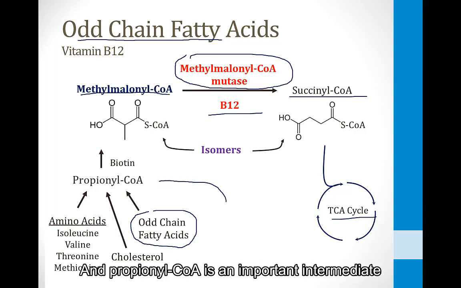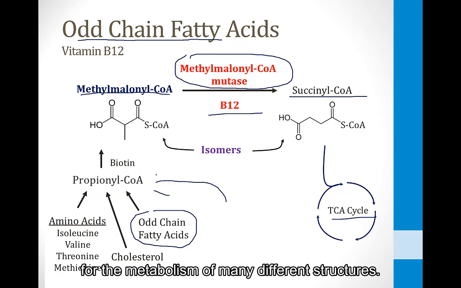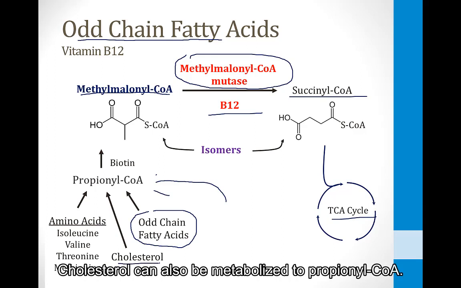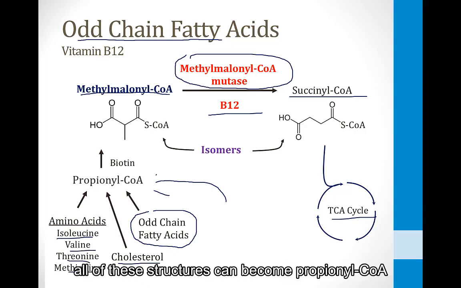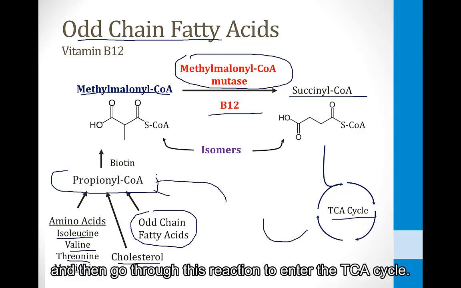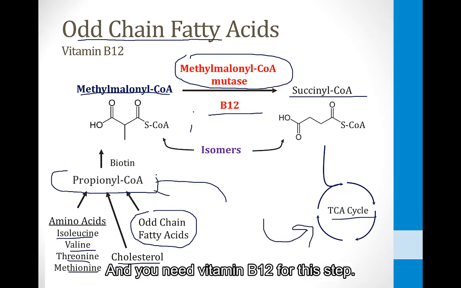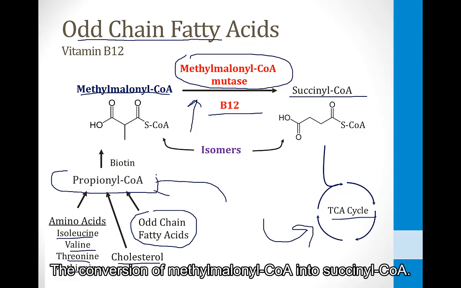And propionyl-CoA is an important intermediate for the metabolism of many different structures. Cholesterol can also be metabolized to propionyl-CoA, so can the amino acids isoleucine, valine, threonine, and methionine. All of these structures can become propionyl-CoA and then go through this reaction to enter the TCA cycle. And you need vitamin B12 for this step, the conversion of methylmalonyl-CoA into succinyl-CoA.